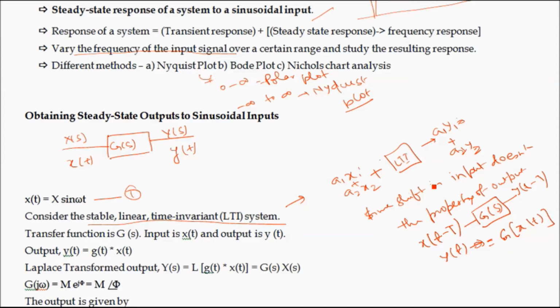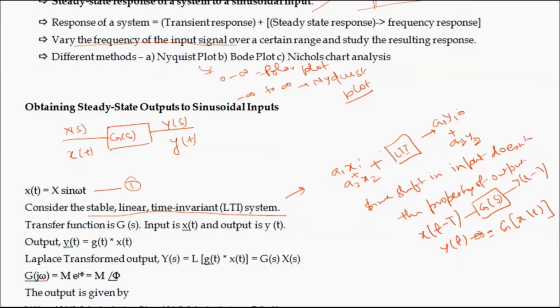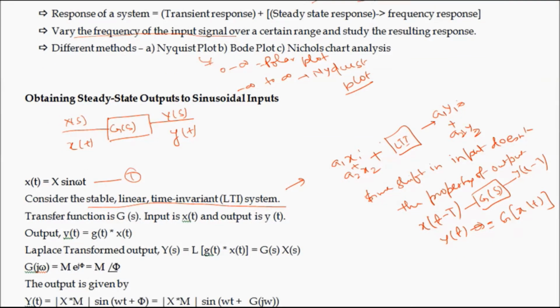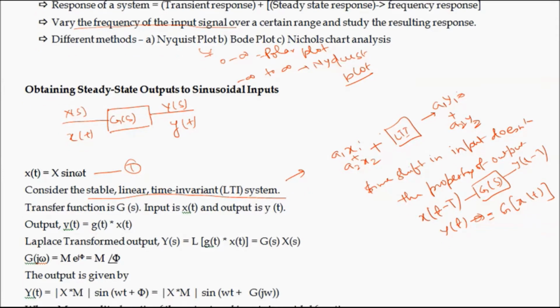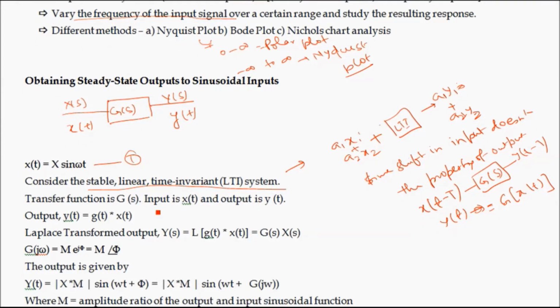So here also the time shift in input produces an equal shift in the output. We have learned about this LTI system, and if the input x sine omega t is applied to this system, we get an output equal to y(t). Now Y(s) is the Laplace transformation of this output y(t), and similarly X(s) is the Laplace transformation of input x(t). Then output y(t) is equal to g(t) convolution x(t).